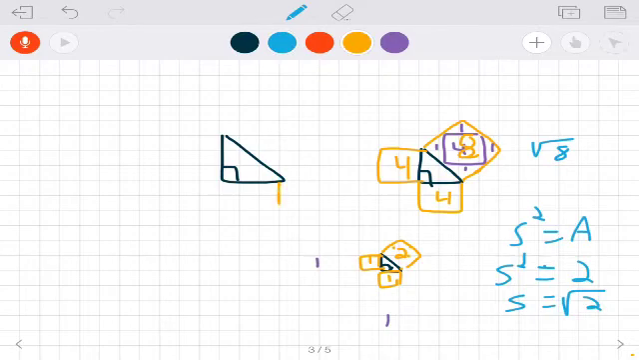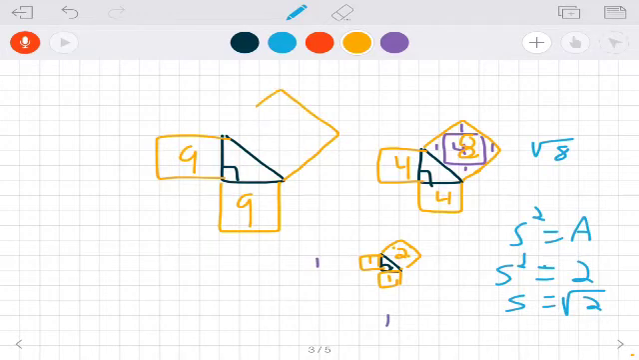I'm going to do another one. 1, 2, 3, 1, 2, 3, 1, 2, 3. How big is this? This is 9. 1, 2, 3, 1, 2, 3, 1, 2, 3. How big is that? That's 9. So how big do you expect this square to be when we go ahead and count it up?